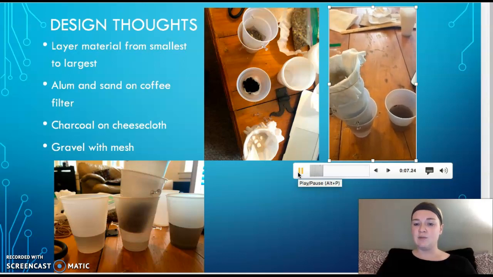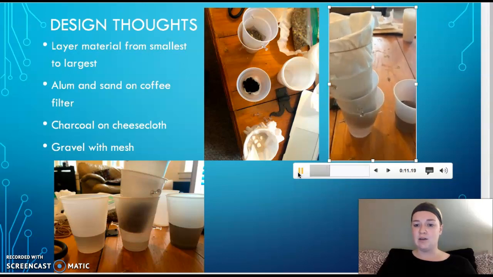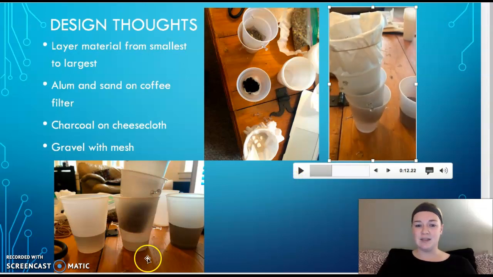And I realized I put 4 tiny pinholes in it, and that was pretty tiny. So it took a while for the water to filter down, so I'll pause that there. At the end, so this was my first run of the water on the left, and it is much clearer than the water I started with.